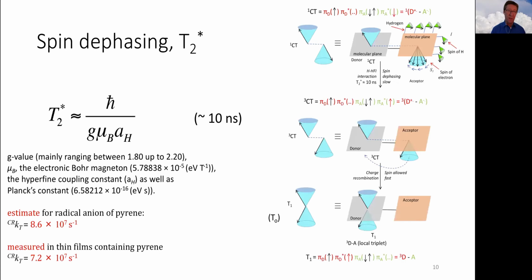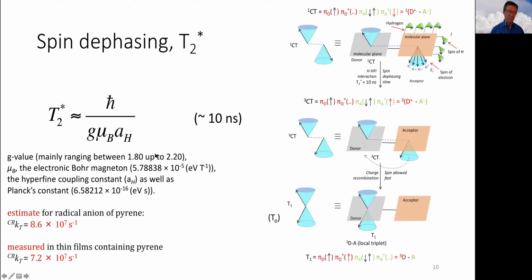And well, indeed, if you look into this process, then the slow mechanism is actually quite well understood, and it can be correlated to what we call spin dephasing, the so-called T2 star, the spin dephasing time, and it can be correlated to data of EPR, like the hyperfine coupling and the g value. So for this, we can estimate the spin dephasing time. And if we do this, for instance, for the radical anion of pyrene, we get this value here, 8 times 10 to the 7th. And it's very close to what we measured in our films for the slow process.